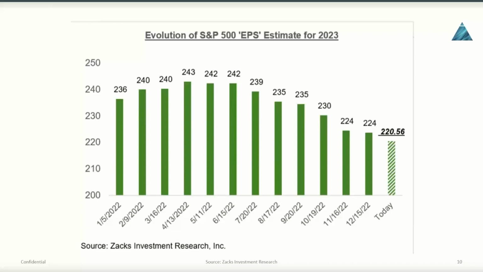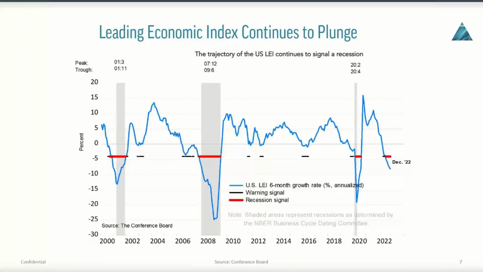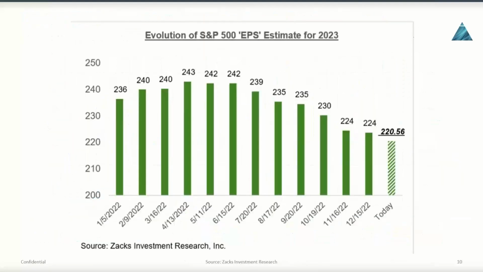But I personally do not think that this is the bottom. I think that there is further room for cuts given what we are seeing here on the Chicago PMI and given what we're seeing with the leading economic index. So I think this is very bearish for earnings. And this number, I'm personally expecting this to come down to about 210. And that would be just assuming a garden variety recession.